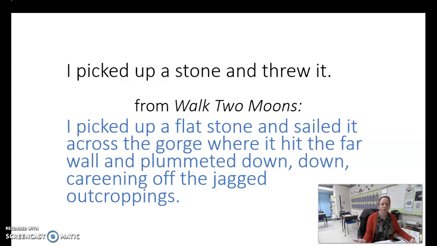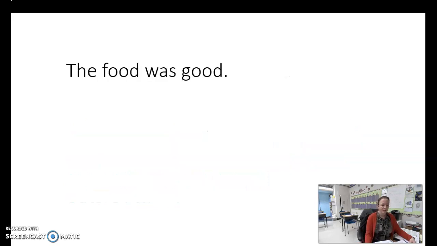Good writers include showing sentences to keep their readers involved in the story. So let's try to take some of these telling sentences and change them into showing sentences. For example, if I was telling you about what my friends and I ate at the mall, I might just say that the food was good. But saying that the food was good doesn't really tell you much. It doesn't help you to get that visual, right?